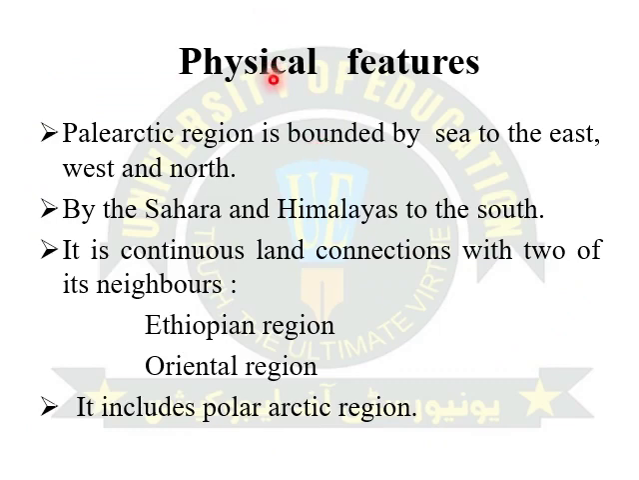Now we are going towards the physical features of the Palearctic region. The Palearctic region is basically bounded by sea to the east, west, and north. On the south side, there are the Sahara and the Himalayas. It has continuous land connection with two neighbors. Number one is the Ethiopian region and number two is the Oriental region. The Palearctic region also includes the polar Arctic region.